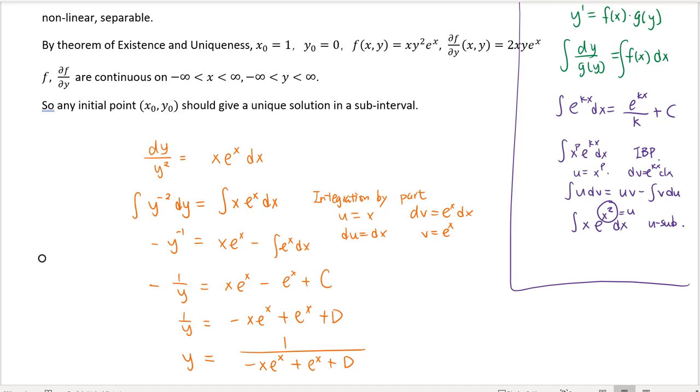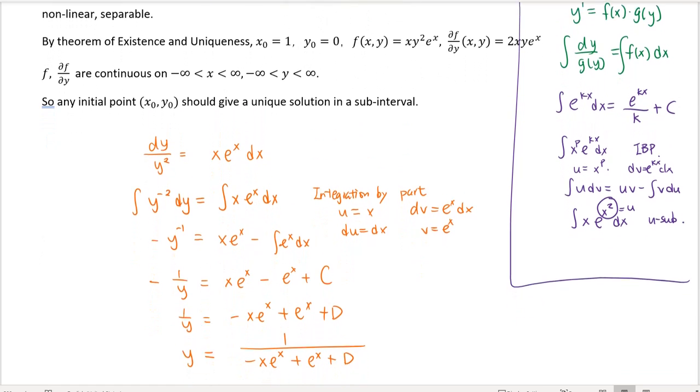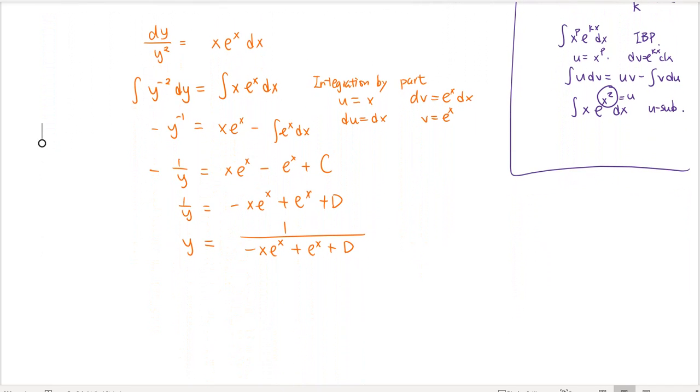We have the initial condition y of 1 equals 0. So we plug in x is 1, and the y we get is 0. Let's plug in here. It's easier to plug in here.